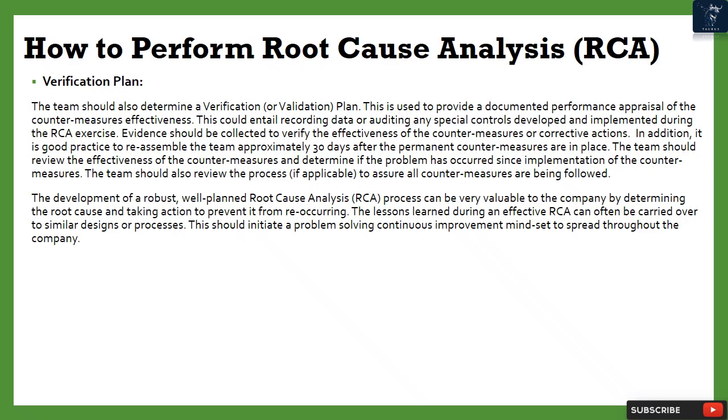The team should review the effectiveness of the countermeasures and determine if the problem has occurred since implementation of the countermeasures. The team should also review the process, if applicable, to assure all countermeasures are being followed. The development of a robust, well-planned root cause analysis, RCA, process can be very valuable to the company by determining the root cause and taking action to prevent it from reoccurring. The lessons learned during an effective RCA can often be carried over to similar designs or processes. This should initiate a problem-solving continuous improvement mindset to spread throughout the company.